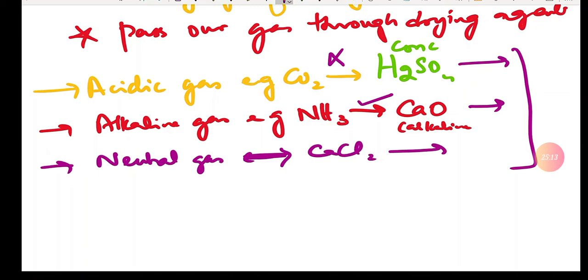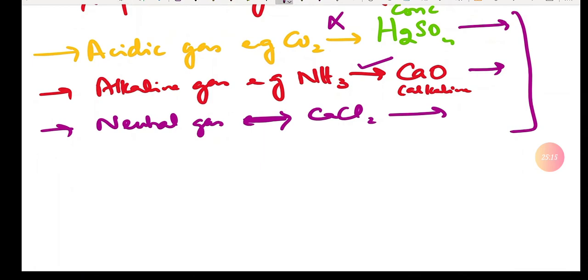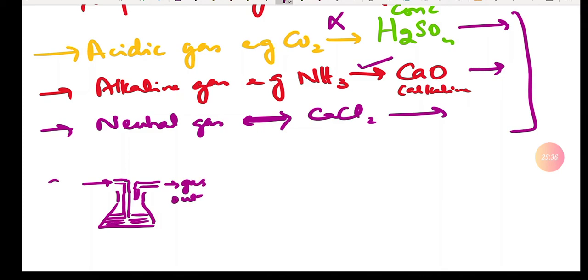For sulfuric acid, usually we have this mechanism. The gas is in from one delivery tube and there is a flask. The gas is in and there is concentrated sulfuric acid at the base, and this gas is out.